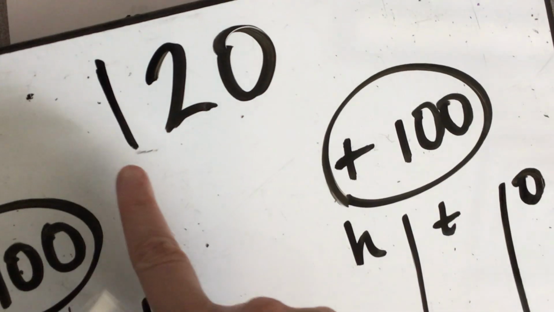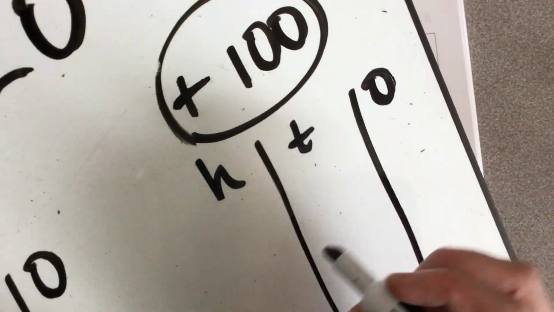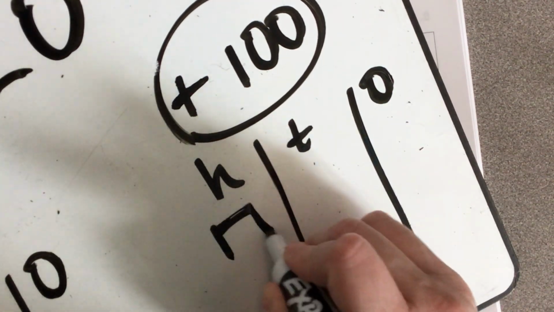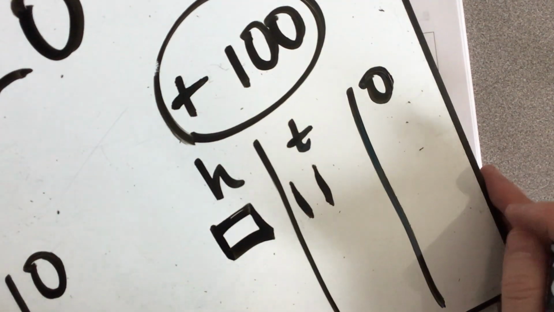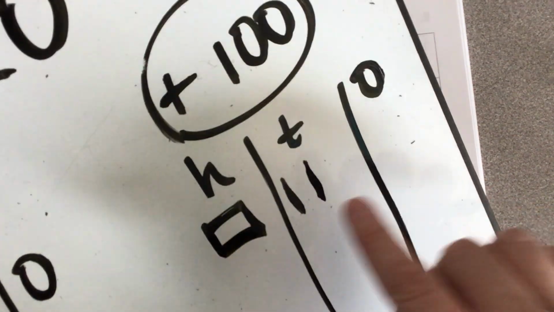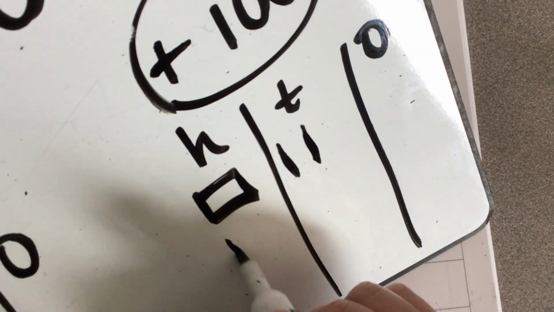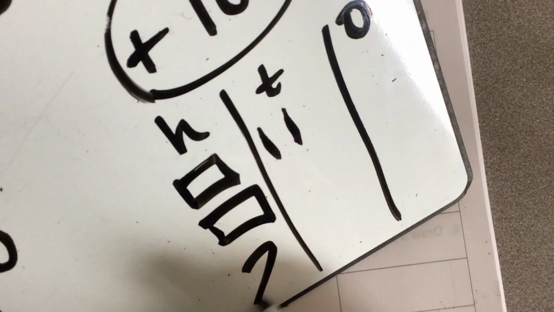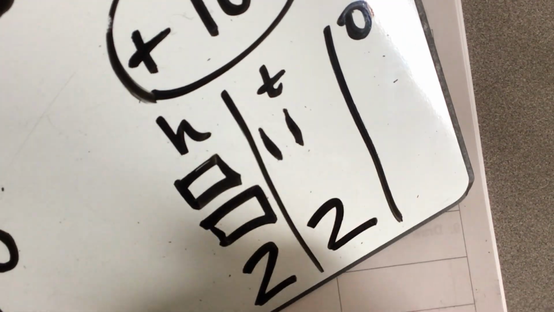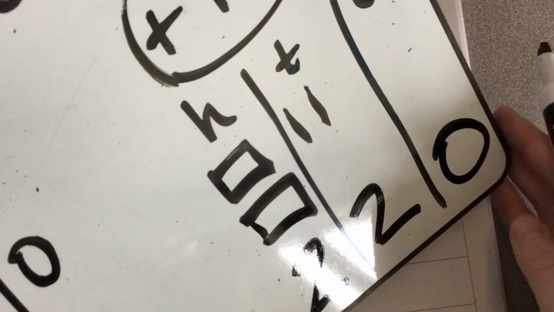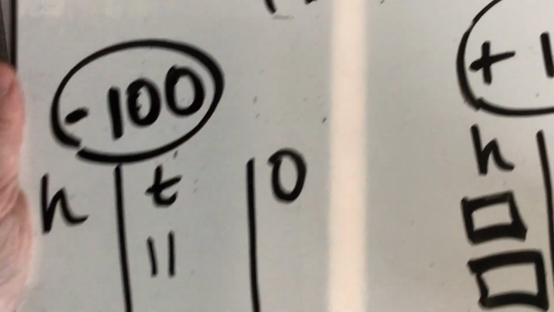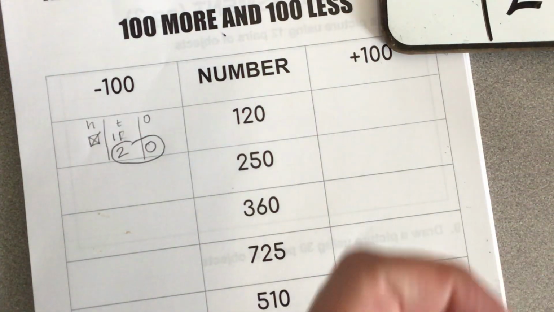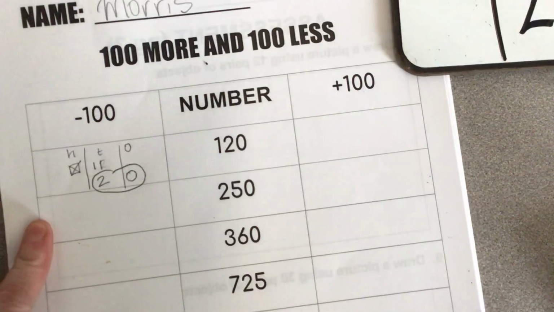Now I'm drawing my original number, which is 120. I'm going to draw 100, 2 tens, okay? But this time I'm adding 100, so I'm going to go over to my hundreds place, and I'm going to add 100. So I now have 2 hundreds, 2 tens, and 0 ones, okay? So I have my whiteboard filled out. My new number is 220.